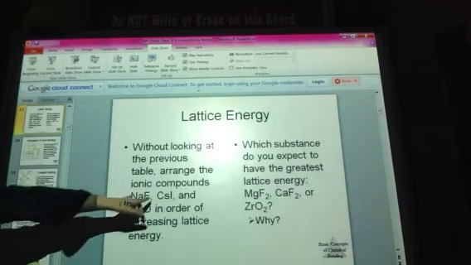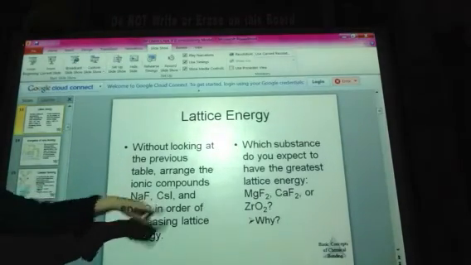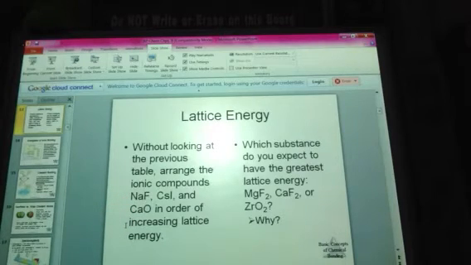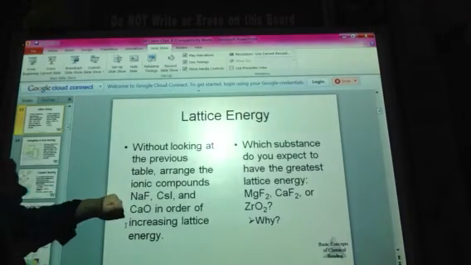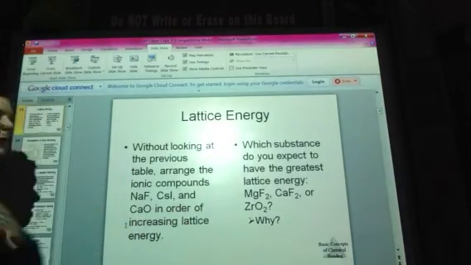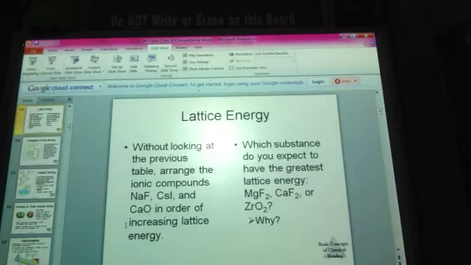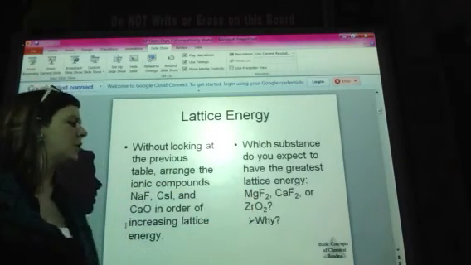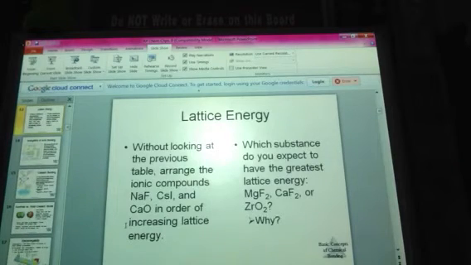I told you the first one. Just tell me which one would be the smallest, since I already told you calcium oxide would be the biggest. So you tell me this one, and I also want you to try this one for me. Which substance do you expect to have the greatest lattice energy? Would it be magnesium fluoride, calcium fluoride, or zirconium oxide? Zirconium, well, I'll let you decide that.